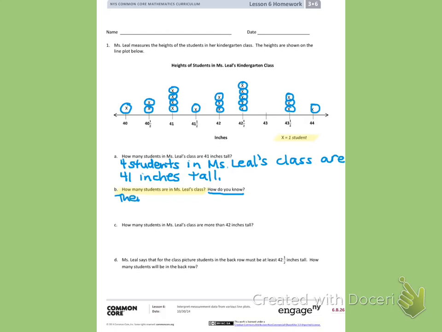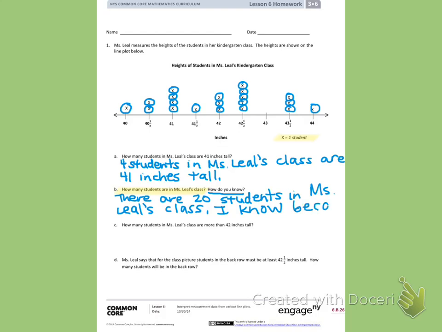There are 20 students in Ms. Leal's class. I know because I counted all of the X's.